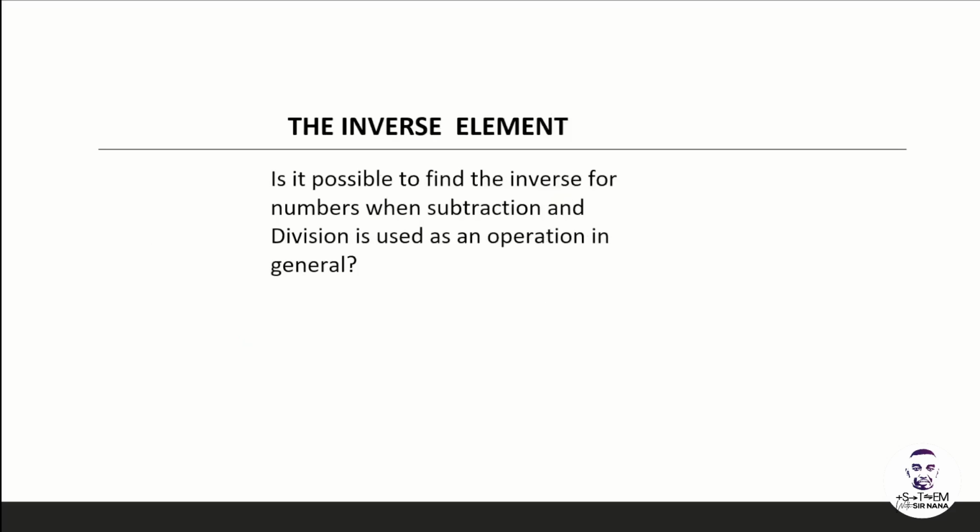I would like to leave you with this question. Is it possible to find the inverse for numbers when subtraction and division are used as an operation in general? For instance, if I have 10, can we have division and then have a number that will give us the inverse, or the identity element? Or if I have, let's say, 7, can we have subtraction and then have a number that will give us the inverse, which is the identity element? Can we have an inverse like that?